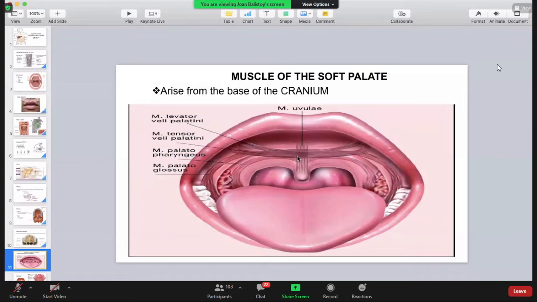So therefore, these are the muscles of the soft palate. Except for the tensor veli palatini, they are all innervated by the vagus nerve, because the tensor veli palatini is innervated by a branch of the mandibular nerve from your trigeminal nerve. All right? So I hope that is clear. What are their purposes and what are they for?